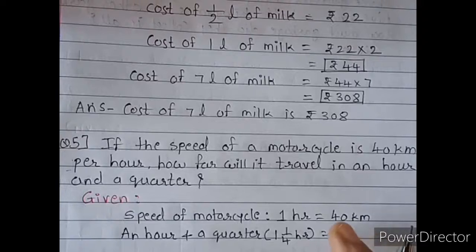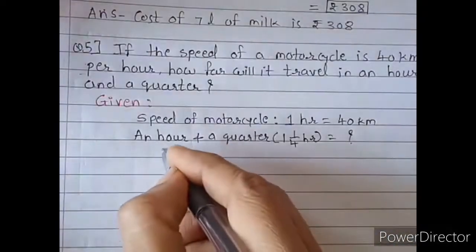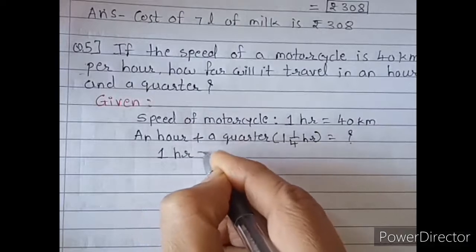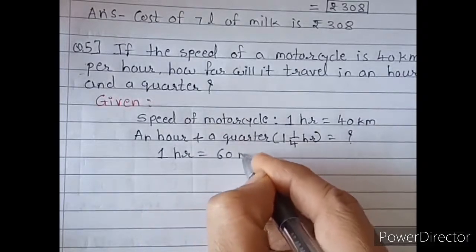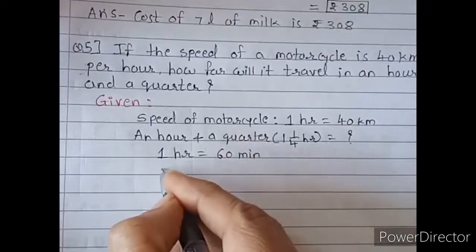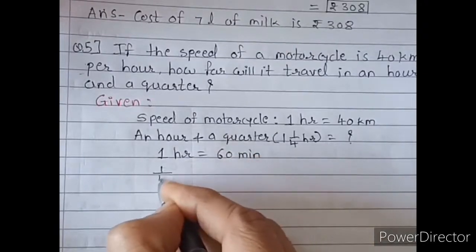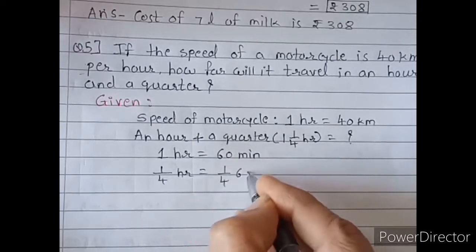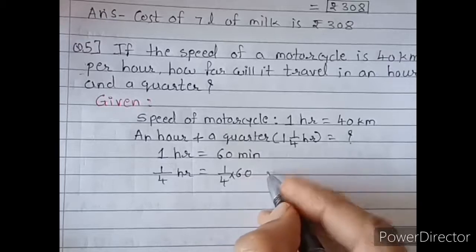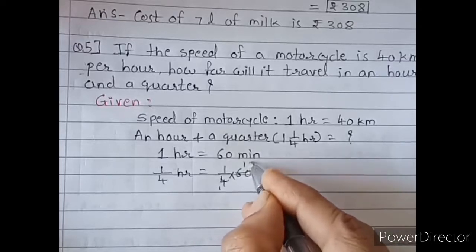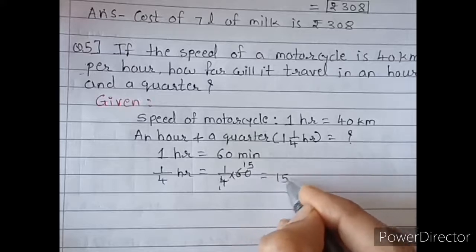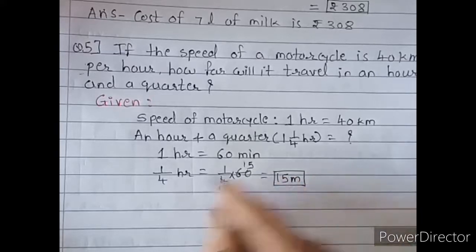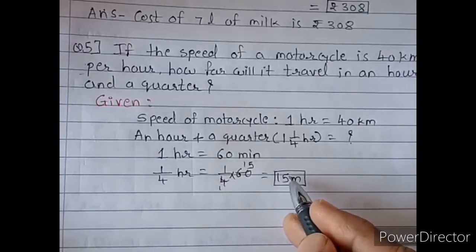So an hour and a quarter means 1 and 1/4 hours, which is equal to what? First we will convert hours into minutes, so it will be easy to solve. We know that 1 hour is equal to 60 minutes. So 1/4 hour is equal to 1/4 of 60. 4 ones are 4, 4 fifteens are 60, so 15 minutes. It means 1/4 hour is 15 minutes.